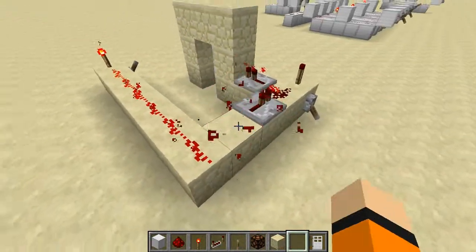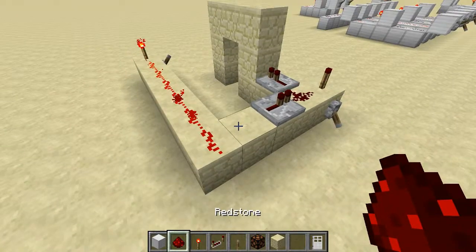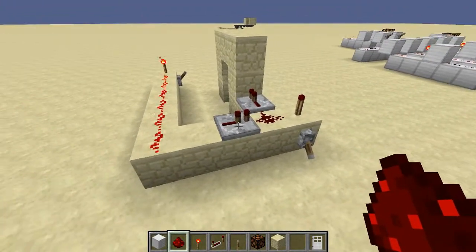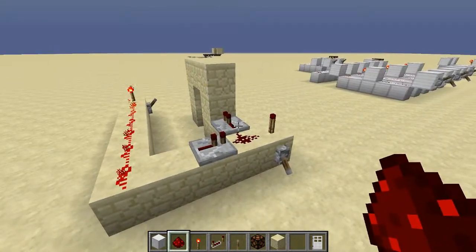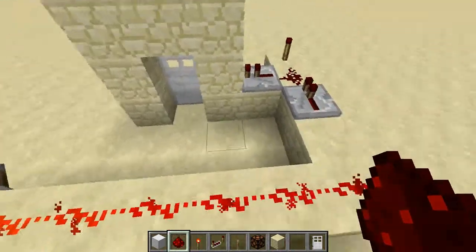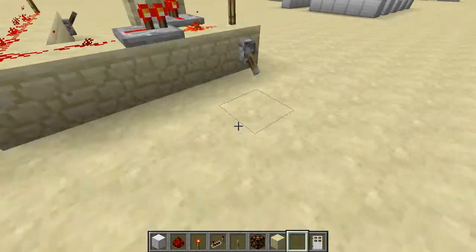Now if I was to turn the lever off, and I'll quickly demonstrate that by just breaking the circuit, it no longer powers this redstone dust, no longer powering this repeater, which means that the door then closes. This is how everything works.